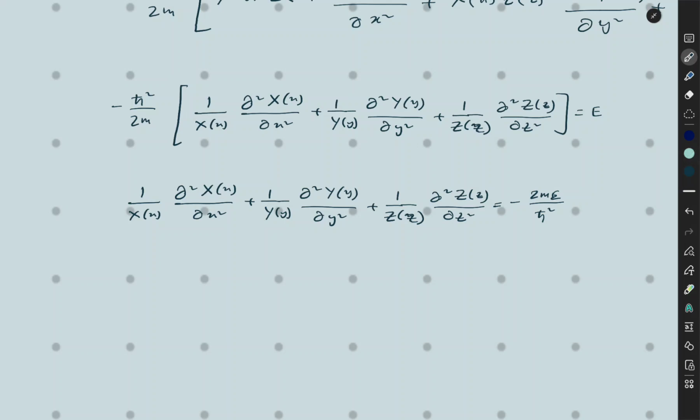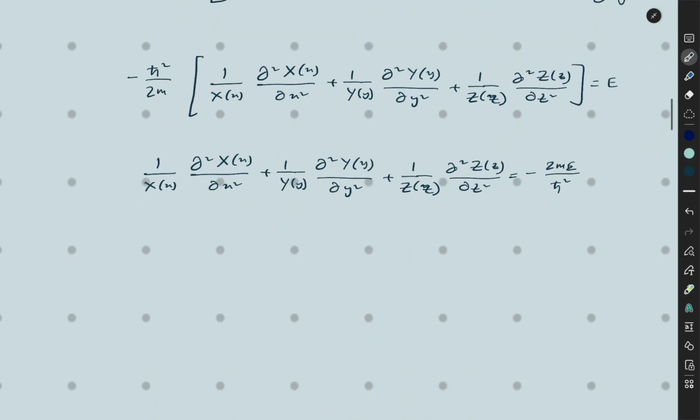So in this we can see that the first term only depends on x, the second only on y, and the third only on z, and the right side is a total constant. The only way this equation can be true for all possible values of x, y and z is if each of the three terms on the left side is also a constant. Let's call this constant as minus kx square and then minus ky square and minus kz square respectively.